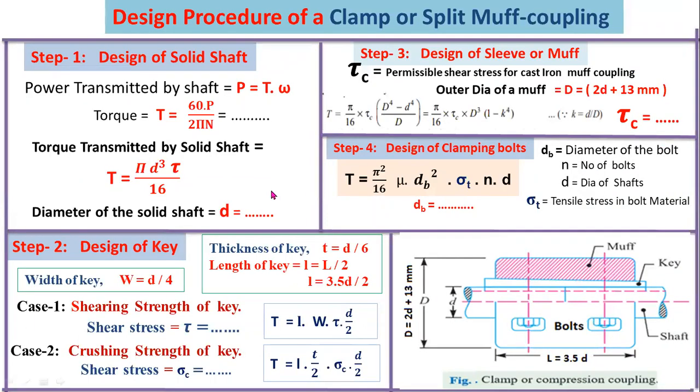So these all are steps for design of clamp or compression or split muff coupling. In first step, we have to design a suitable size of a solid shaft. Here we are using two formulas for design of solid shaft: power P equal T into omega and torque T equal pi d cube by 16 into tau. In second step, you have to design a suitable size of a key. Width, thickness and length of the key. In third step, you have to design a sleeve or muff coupling. In fourth step, you have to design a suitable size of bolt.